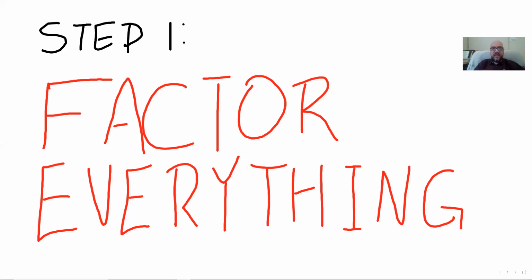Factor everything. That's what you want to do. That's really almost all there is to this. 99% of the work is factoring, so that's what you want to concentrate on. Remember, step one, factor everything. Okay, let's see how this works.